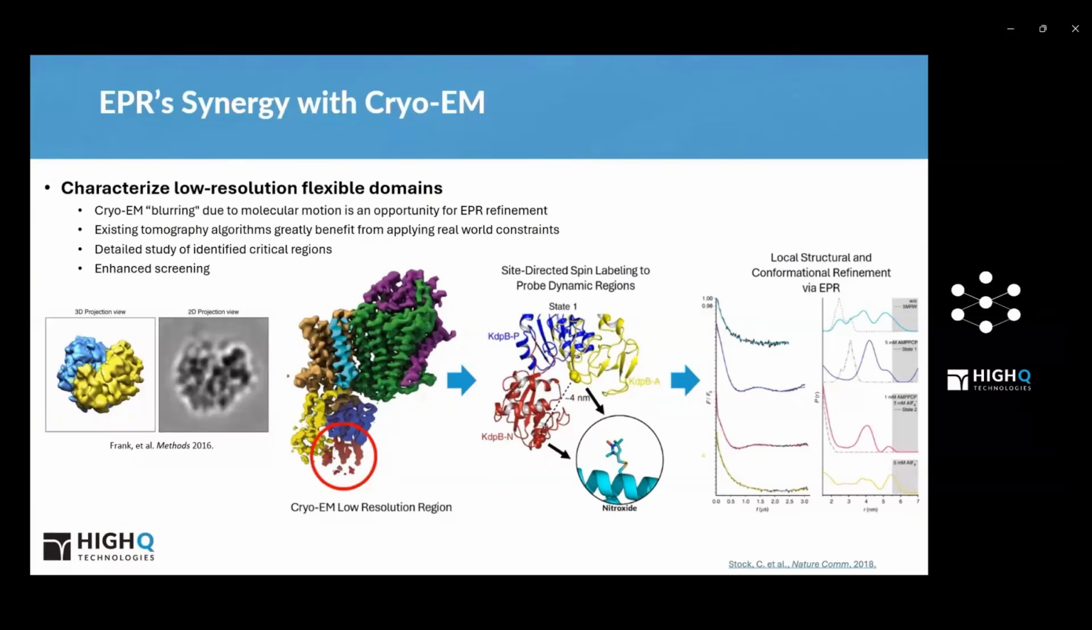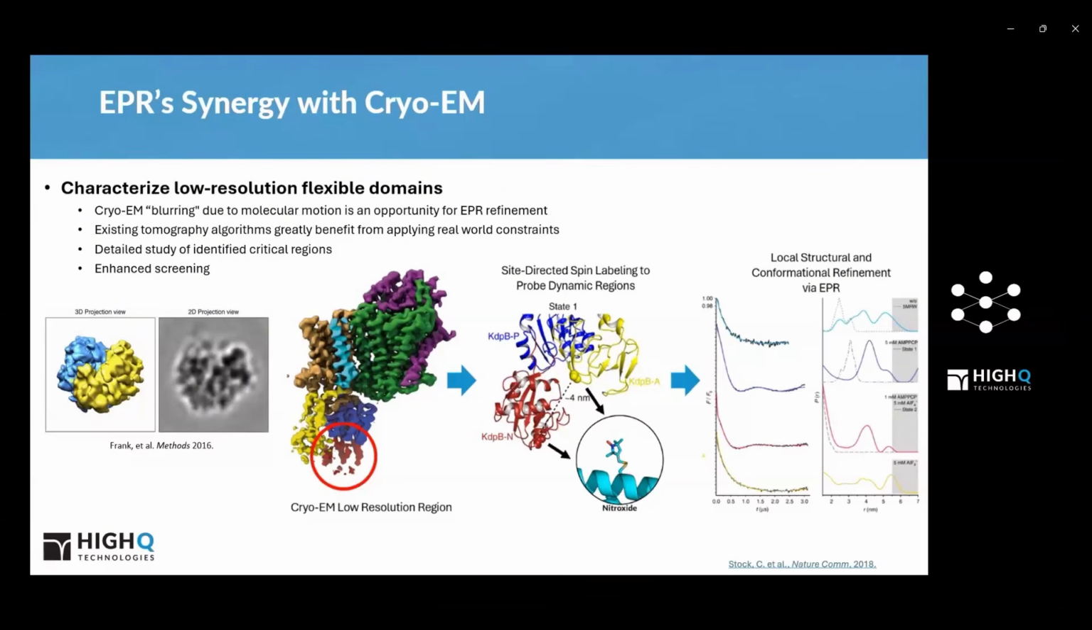And so a nice example of that is where this group had a nice cryo-EM map of a particular protein, but they were interested in some conformational changes that they suspected were occurring in the circled red region. And unfortunately, that region had a low resolution from their cryo-EM data, low enough that they couldn't really resolve what they wanted to resolve.